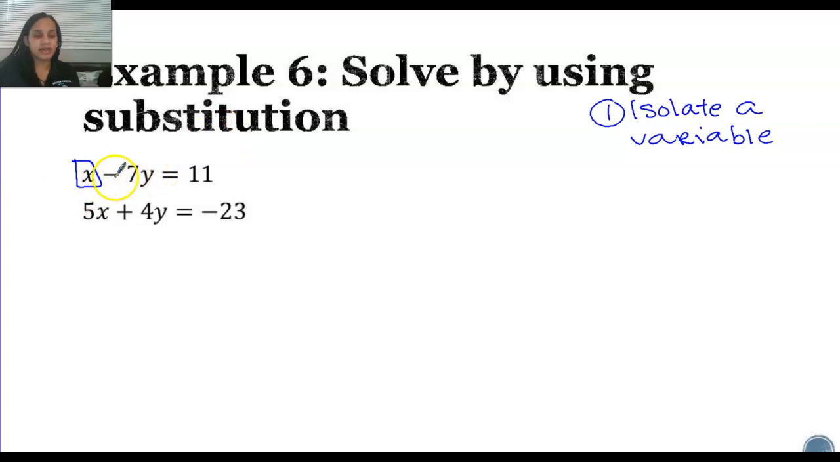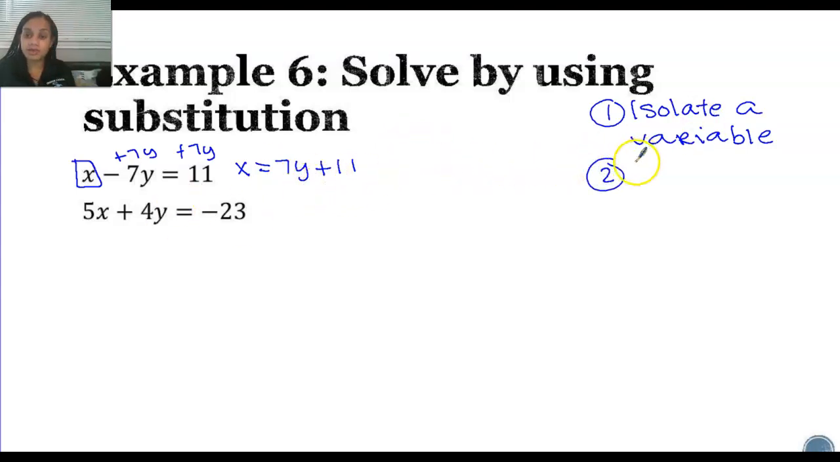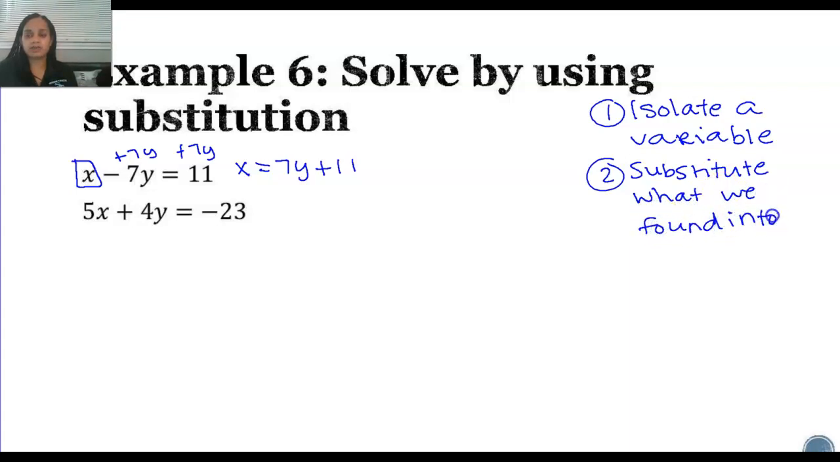Let's see what happens when I try to isolate this x. I'm going to add 7y to both sides, and I get x equals 7y plus 11. From there, this is called substitution because I'm going to actually substitute x into the other equation. Substitute what we found into the other equation.